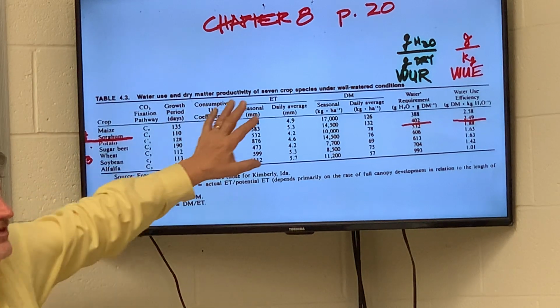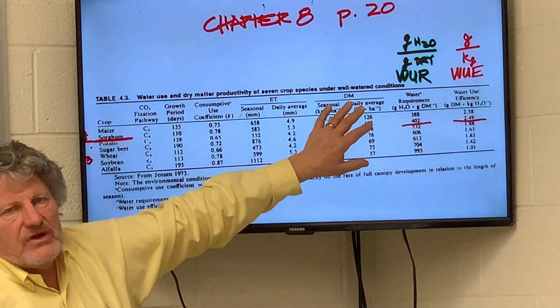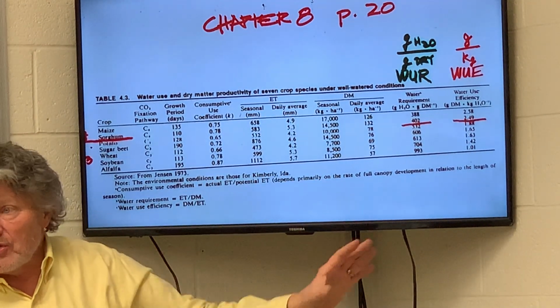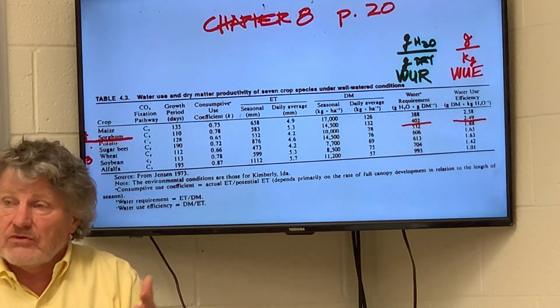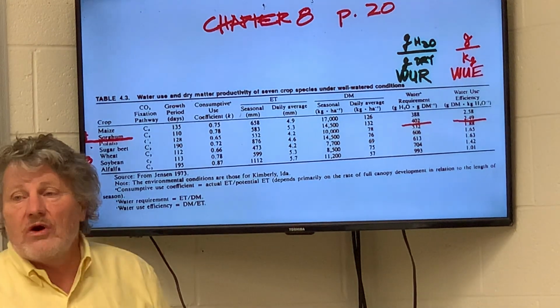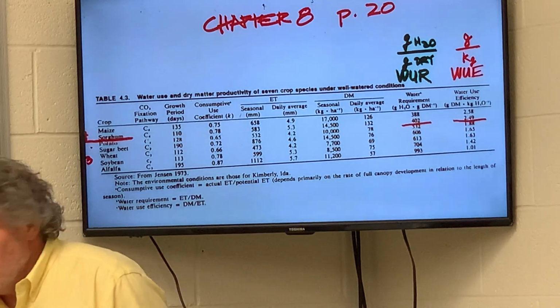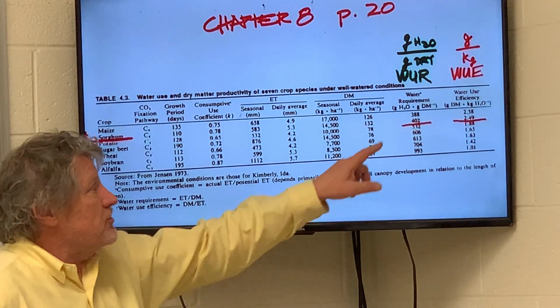How much water did they use? What was the yield they produced? And the ratio of yield to water is the water use efficiency. Now, you can express it two ways.